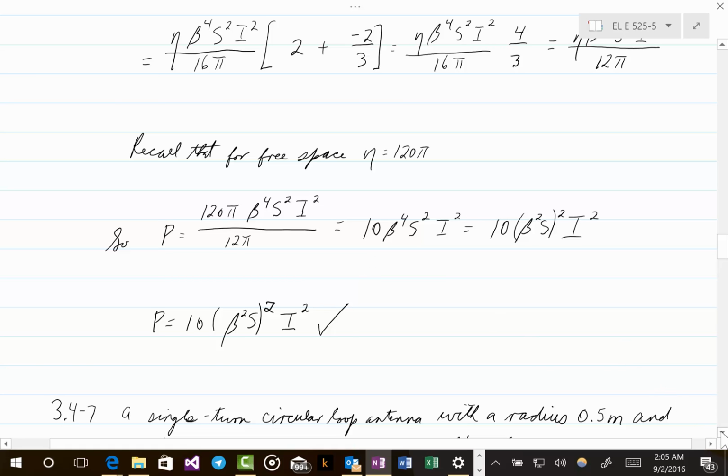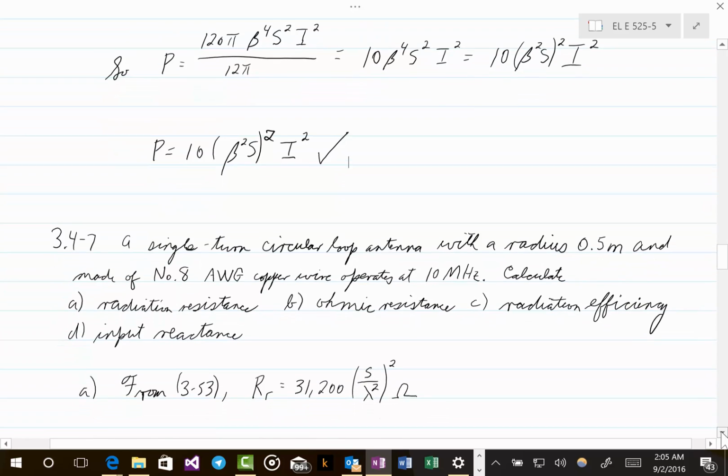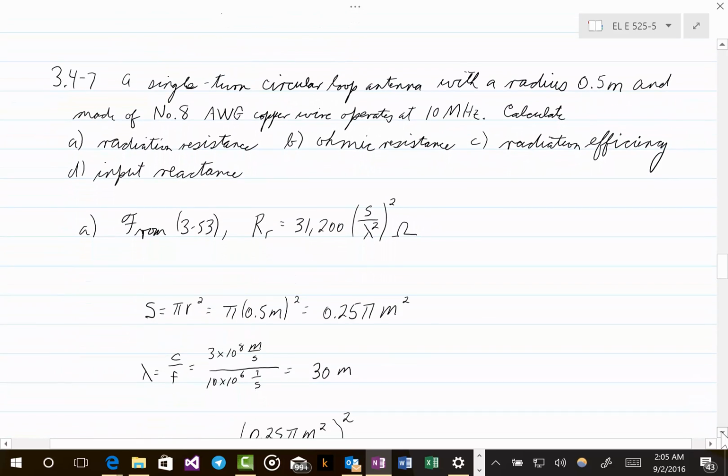And now let's do one more problem on this section with loop antennas, and I'll be asking you in your test to do a very similar problem. It says a single turn circular loop antenna with a radius of 0.5 meters and made of number 8 AWG copper wire operates at 10 megahertz. And then you're asked to calculate several quantities: A, the radiation resistance; B, the ohmic resistance; C, the radiation efficiency; and D, the input reactance. So let's see how these calculations would go.